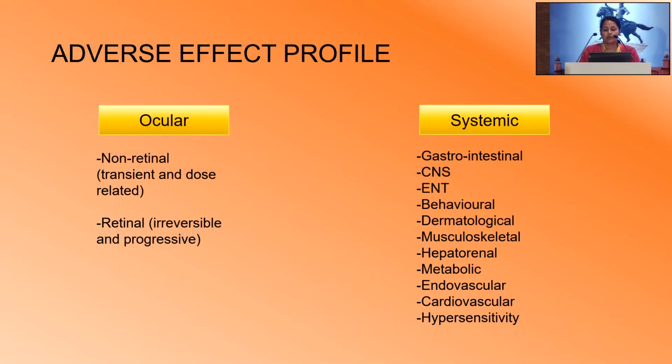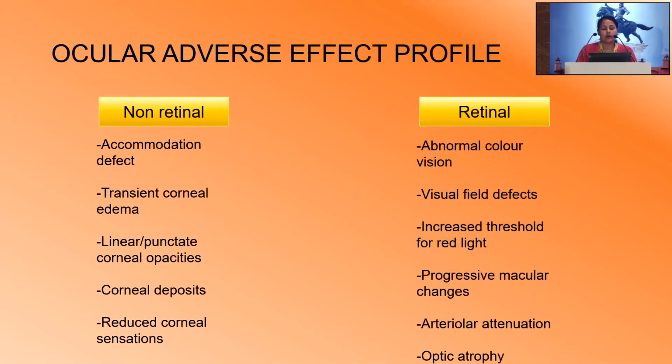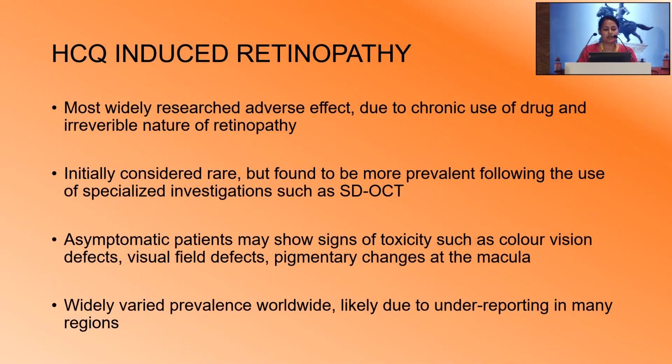The adverse effect profile can be divided into ocular and systemic. Ocular side effects can be non-retinal, which are generally dose-related and transient, or retinal, which is irreversible and progressive. The drug can affect almost all organ systems of the body and rarely can cause hypersensitivity reaction as well. Non-retinal adverse effects are rarely seen and include accommodation defect, transient corneal edema, cornea verticillata, and reduced corneal sensations. Retinal adverse effects range from deficient color vision, visual field defects, pigmentary changes in macula and peripheral retina, arterial attenuation, and optic atrophy, comprising the spectrum of progressive hydroxychloroquine toxicity.